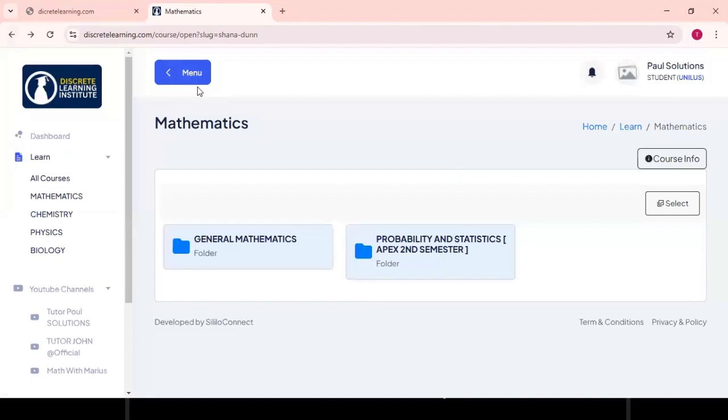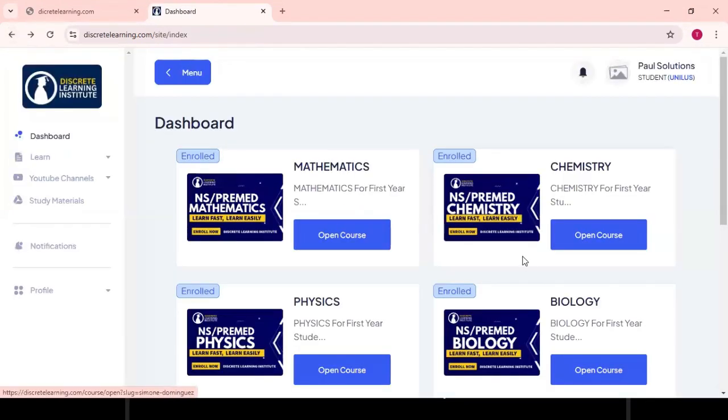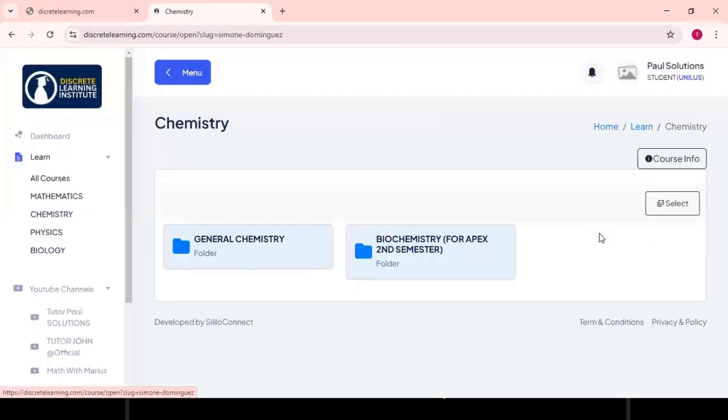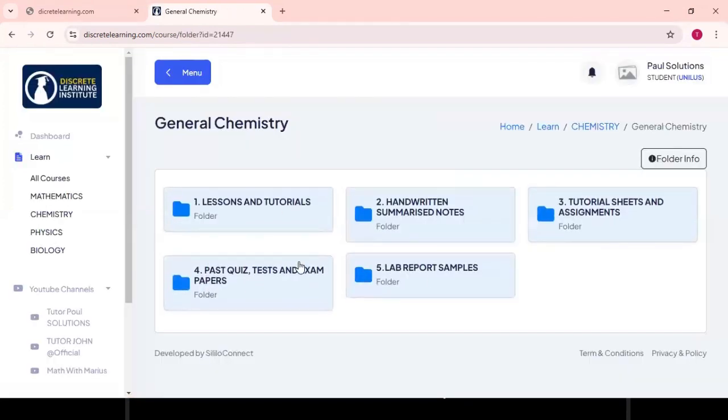Feel free to try out whatever you want. Search for whatever you want on this drive, and you're going to find it. Even in the chemistry folder, if you open it, it will be a similar setup, general chemistry for the rest of you. And if you're doing second semester Apex, you go in this folder here. Let's try to go in the general chemistry there. You're going to see the setup is the same.